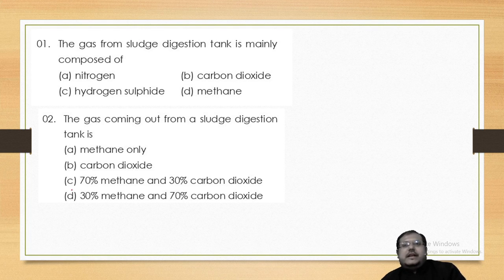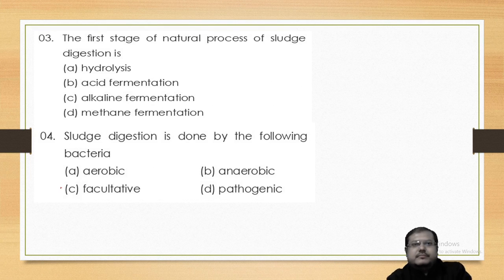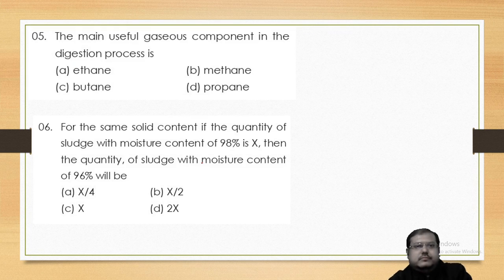The gas from sludge digestion tank is mainly composed of methane. The gas coming out of sludge digestion tank is 70% methane, 30% carbon dioxide. We have discussed this. The first stage of natural process sludge digestion will be hydrolysis. Sludge digestion is done by the following bacteria: anaerobic bacteria. The main useful gaseous component in the digestion sludge will be methane.